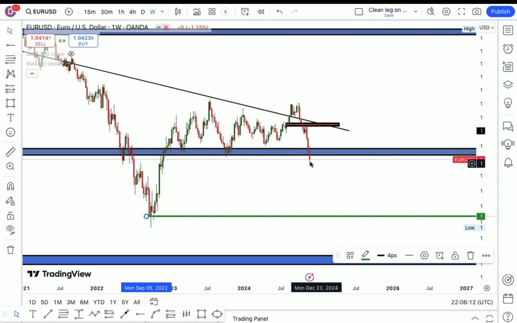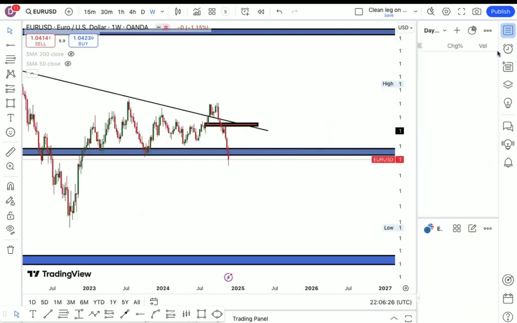However, if for any reason this guy continues to dip lower and then forms a consolidation somewhere around this level here, then my prime target will always be this, all the way to these 2022 lows here. All right, so that's just that for the euro dollar in a nutshell.